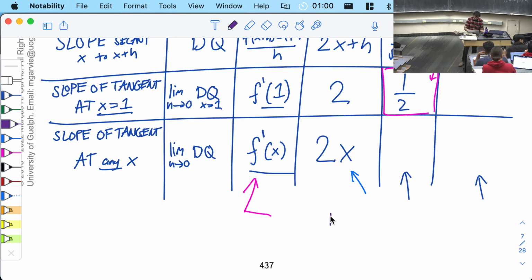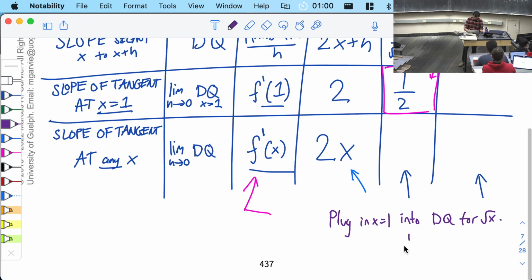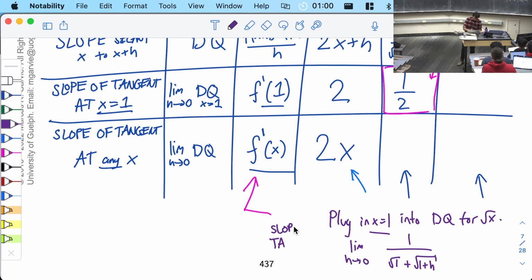And if you plug in x equals 1 into the difference quotient for square root of x, you get 1 over the square root of 1 plus the square root of 1 plus h. That is where the warm-up problem came from. It's the difference quotient at x equals 1 for the function square root of x. And the limit as h goes to 0 will give you the slope of the tangent line. OK, how do you do this limit?